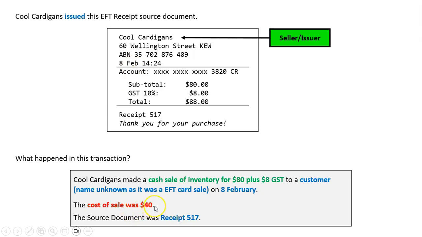The cost of sale was $40. Now we can't tell that from this document, but in the previous video we said Cool Cardigans applies a markup of 100%, so therefore the cost of sale must have been $40. The source document was receipt 517, so there it is there. In the real world it's usually a really long number because so many businesses issue so many of these every day. But in our case it's just 517.